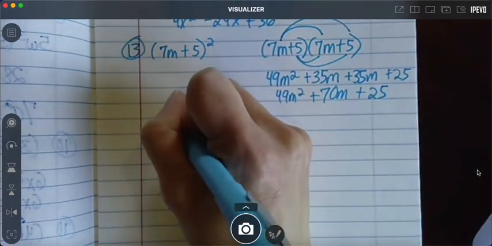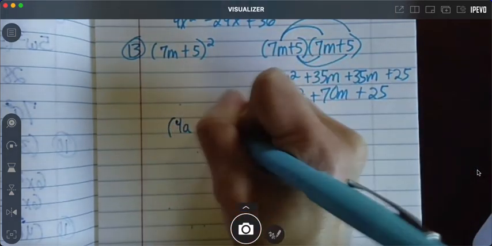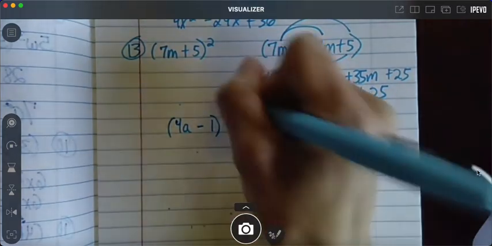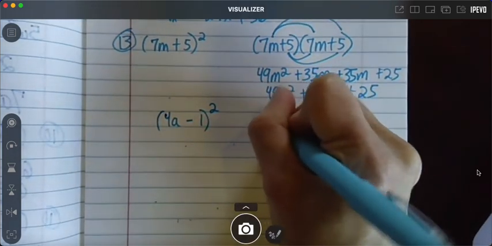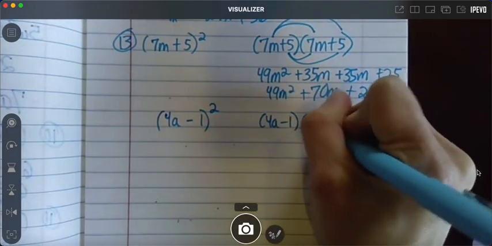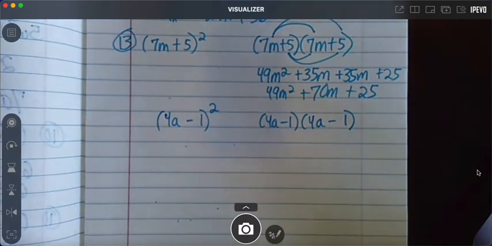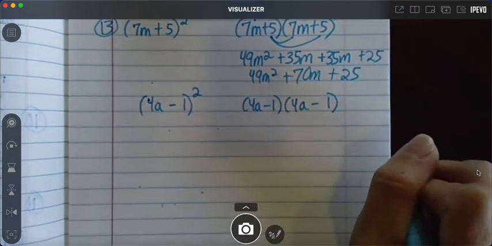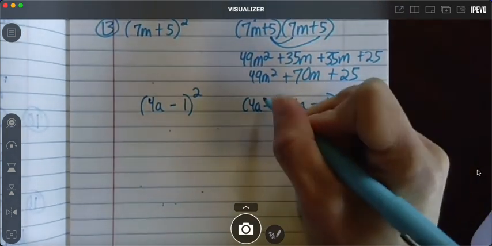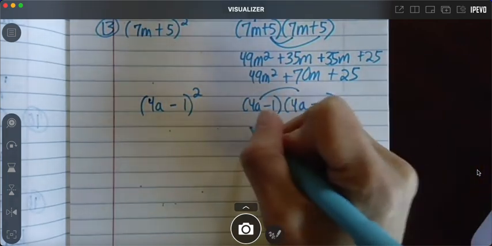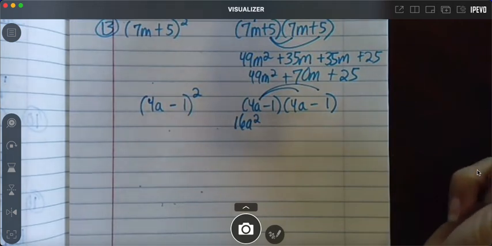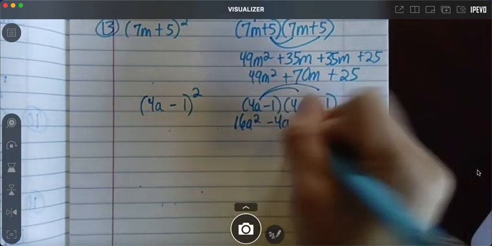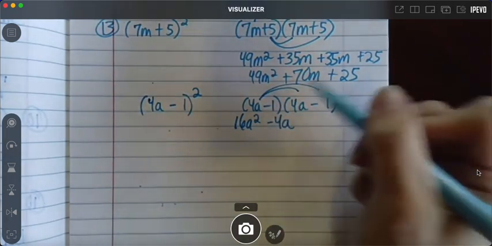Minus sign. Okay, let's go with 4a minus 1 squared. That means I multiply that entire thing times itself. 4a minus 1 times 4a minus 1. And then we FOIL it out. So what's 4a times 4a? 16a squared. 4a times negative 1. Negative 4a.